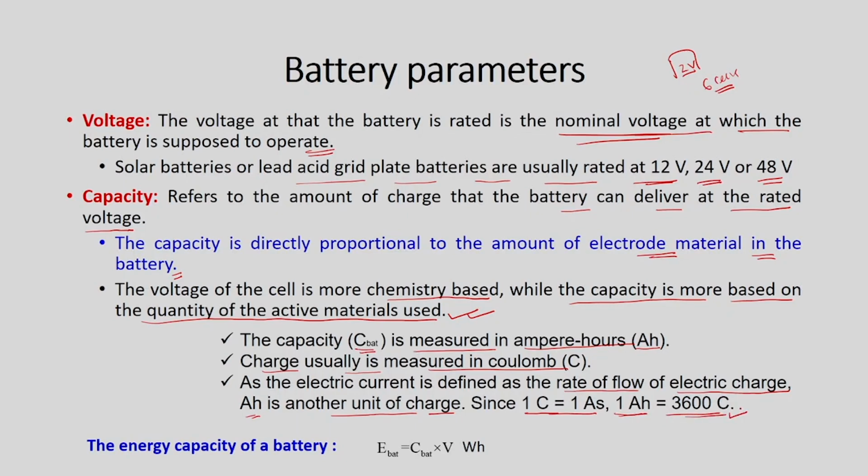Also, we are interested to calculate the energy capacity of a battery. So, how to get it? The energy capacity of the battery can be calculated by multiplying this C bat with the rated voltage. If we know C bat and rated voltage and multiply them, what we will get is the energy capacity of a battery, which is very, very important, and it is represented in watt hour. So, capacity is measured in ampere hour, and energy capacity of the battery is measured in watt hour.